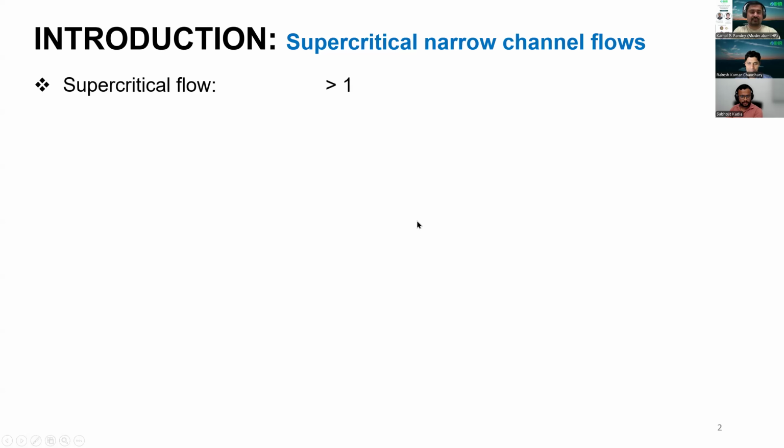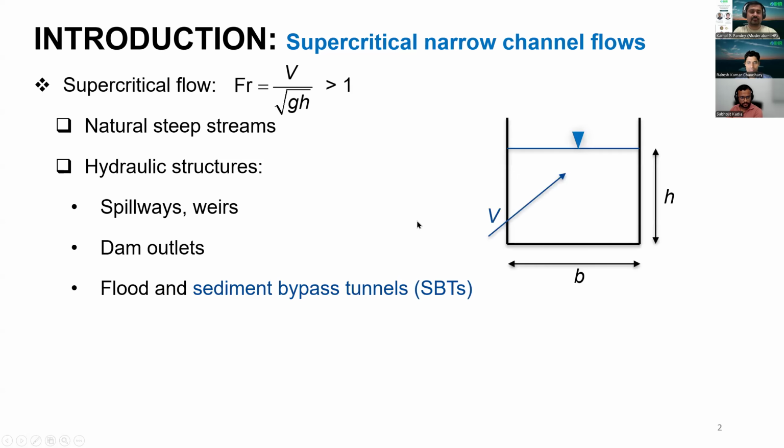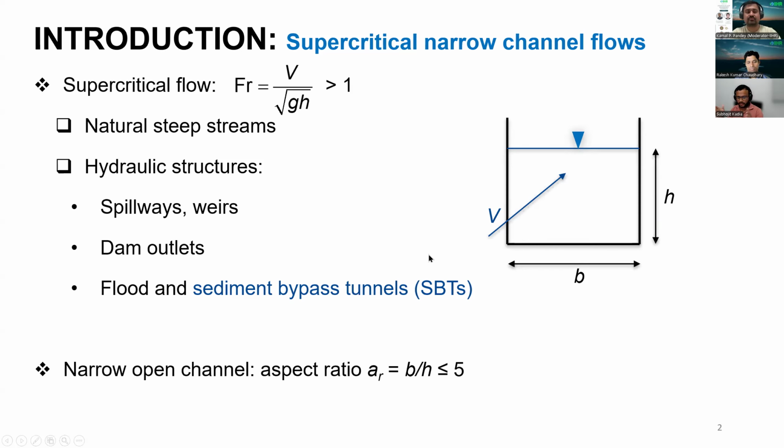Okay, so I'll start with the slide. I hope supercritical flow you already understood. So this kind of flow situation is available, and we observe it in hydraulic structures. Also, we encounter it in natural streams, like in high mountainous streams. We observe supercritical flows. And what is narrow channel flow? It is when the channel width B divided by flow depth H is less than or equal to 5. That is called narrow channel flow. Throughout my whole presentation, these terms will be repeated many times: supercritical flow and narrow channel flow. So just be aware of that.